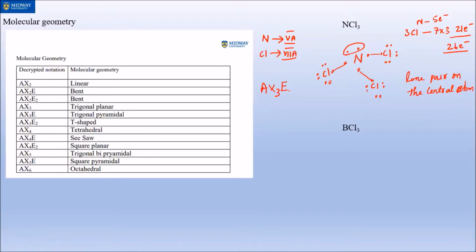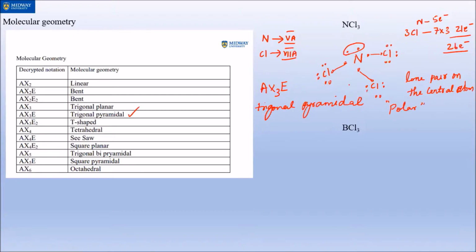So 1E. If you had 2 pairs, then you write E2. If you have 3 pairs, then you write E3. But we only have 1 pair, so that's AX3E, and that would be trigonal pyramidal, right? And what did I say? As a general rule, if your molecule contains E, it's polar.